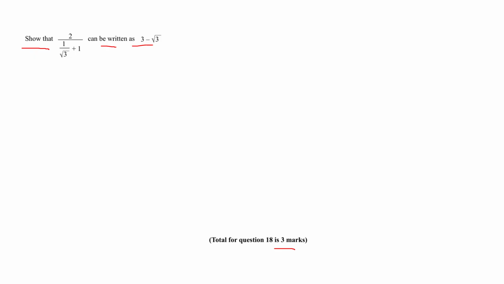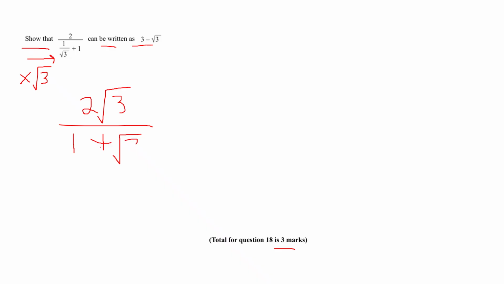So step 1, I want to get rid of this root 3 here. So I'm going to multiply everything, top and bottom, all my terms, by root 3. So on the top, what do I get? Well, I'm going to get 2 times root 3. So that'll be 2 root 3 on the top. On the bottom, what am I going to get? Well, I'm going to have 1 over root 3 times root 3. That's going to be 1. Then 1 times root 3, that's going to be plus root 3.